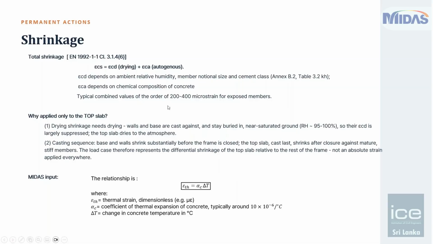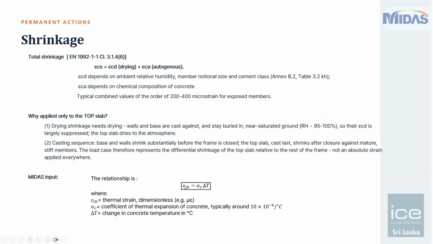So we said that the typical values can be around 200 to 400 microstrain. So I assumed a value of 200 microstrain for the thermal strain, epsilon_th, which is 200 × 10^-6, divided by the thermal expansion coefficient of concrete, alpha_c. So epsilon_th divided by alpha_c will give you the differential temperature.